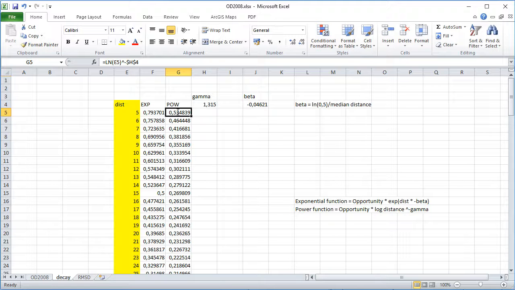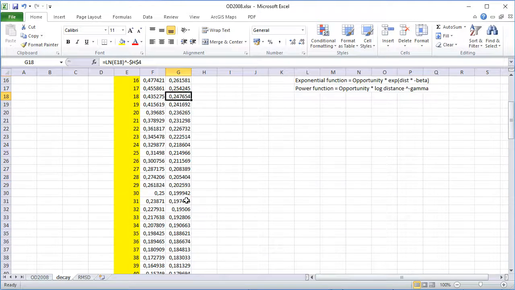So we've got the power function equals the opportunity times the log distance to the power of a negative gamma. So in this one, what we do is taking the natural log of the distance to the power of the negative gamma value, and that expresses sort of a different kind of value structure, but nevertheless.